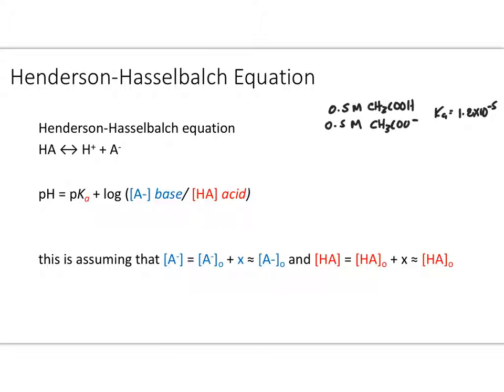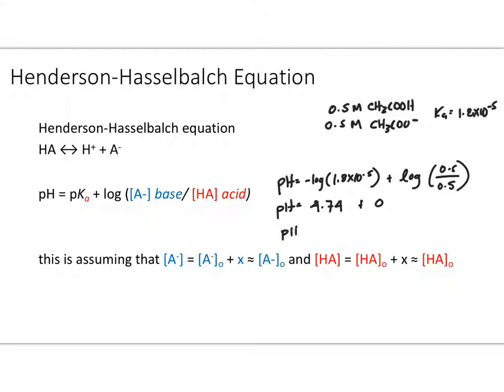All right, guys, let's use the Henderson-Hasselbalch equation to solve for the pH of our buffer solution. If we plug these values in, we end up with this equation here. If we take the negative log of our Ka value, that gives us our pKa, which is 4.74, and the log of 1 is going to be 0.